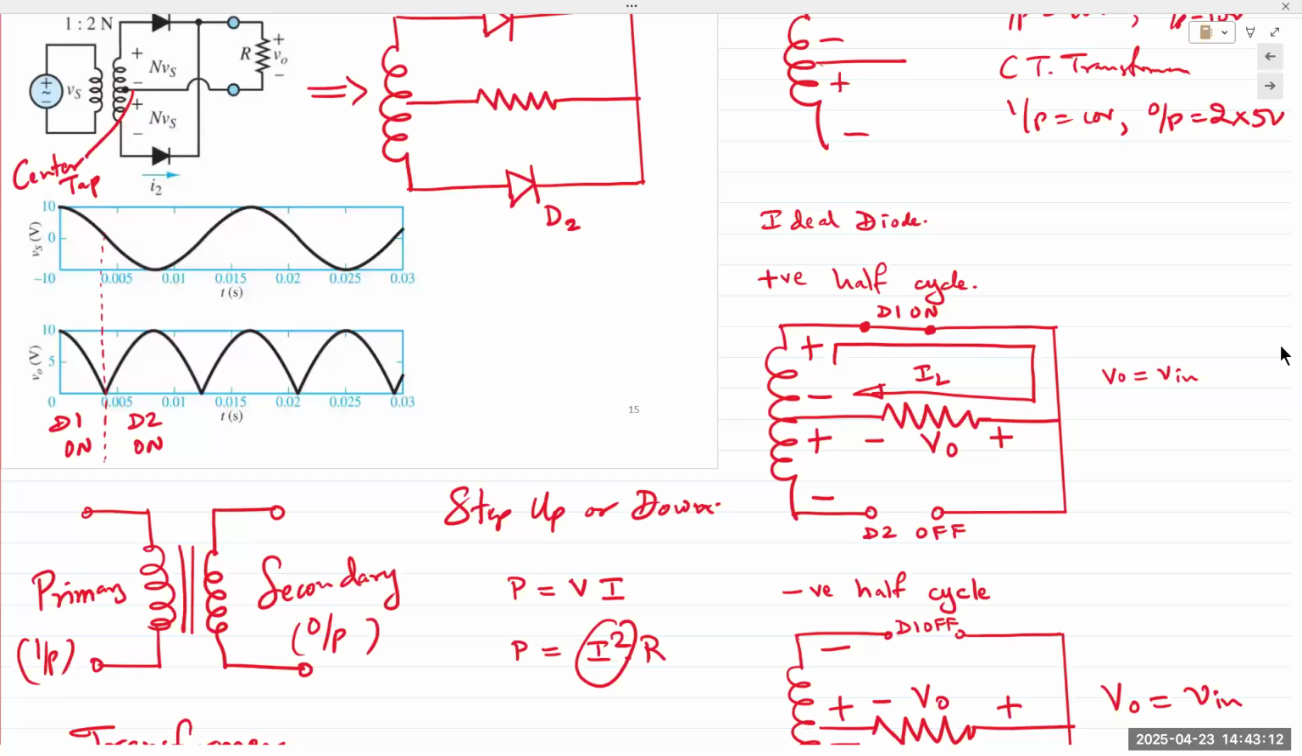Okay, so the question being asked is, if the output is equal to the input, then how is it stepping it down? Okay. So the step up or step down occurs right at the transformer itself. After that, the diode, in this case, is the ideal diode model. This is like skipping over 2 slides. But in real life, obviously, a diode will require 0.6 or 0.7 volts to turn on.